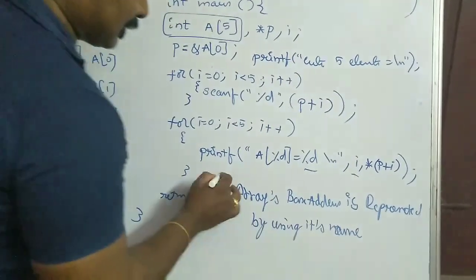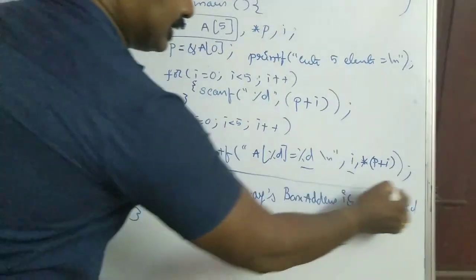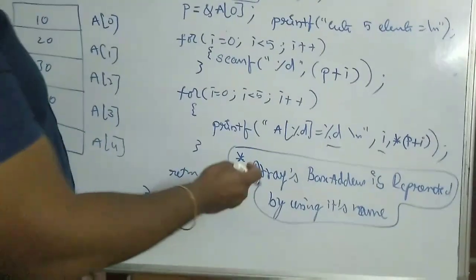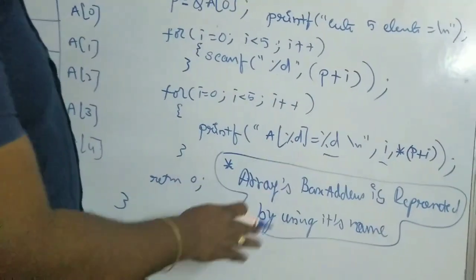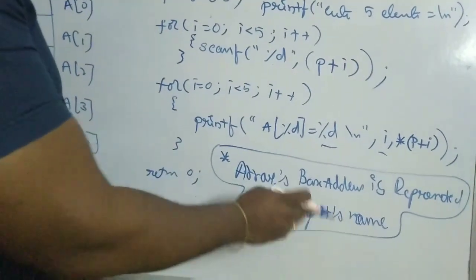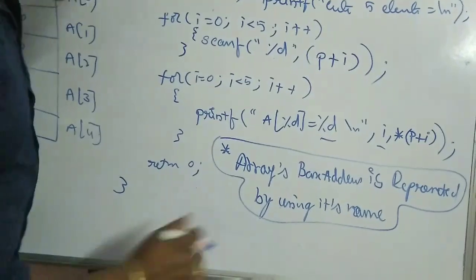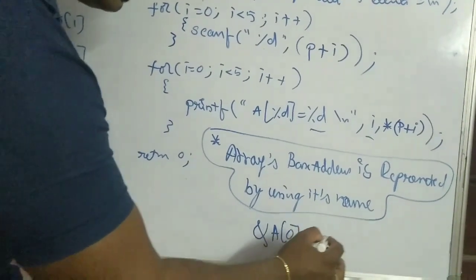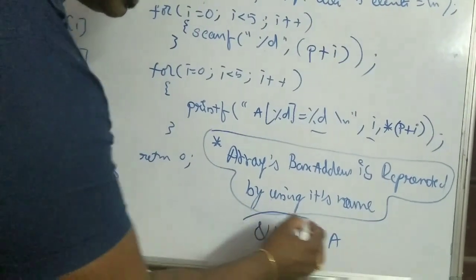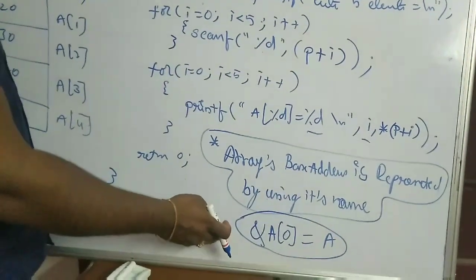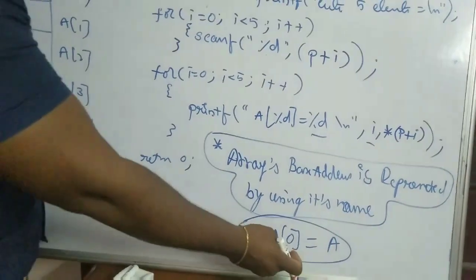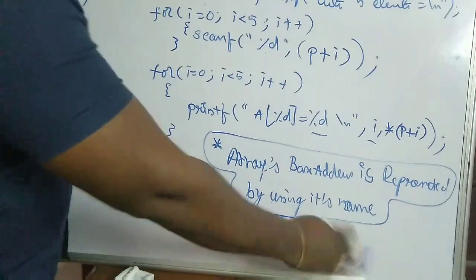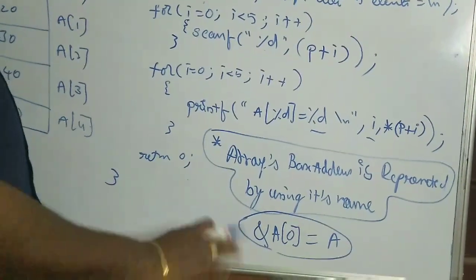Okay friends, so this is another important point. The base address of the array, the base address means the starting address, that is the address of the first element of the array, is represented by just its name. That means address of A of 0 is same as just A. So this is another important formula, friends. You need to remember this. That is address of the first element, or you can call it as a base address of the array, that is equivalent to just the name of the array itself. So you can call ampersand of A of 0 is A.